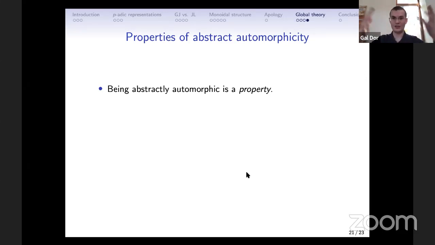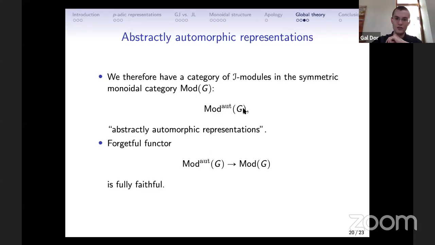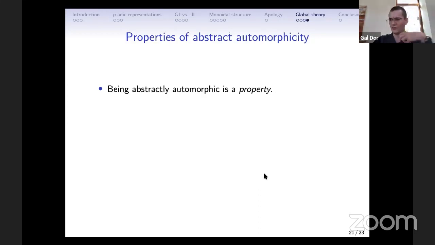So even though it looks like something that you need some extra data for, that you need to define an action of I, it turns out that if I has an action on a G module, then that action is unique. So being abstractly automorphic is a property. Essentially, this means that this category, mod auth G, can be thought of as a fully faithful subcategory of the category of mod G. So you have this huge category mod G that contains a lot of representations that are completely irrelevant to automorphic representation theory. And inside it, you have this category of I modules, which, as it turns out, is much, much nicer to work with. So let me just throw some properties at you.